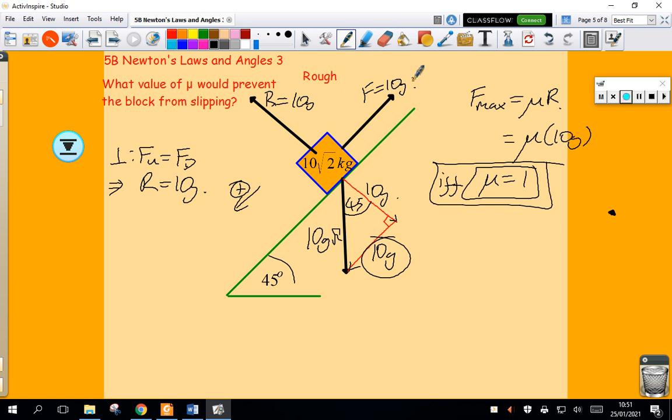That means I'm using all of my 10g here. My force in the negative direction parallel to the plane will be 10g. My force in the positive direction will be 10g. That means my acceleration will be 0 because the net force will be 0. So a block placed on the plane will not slip. So if mu is equal to 1.